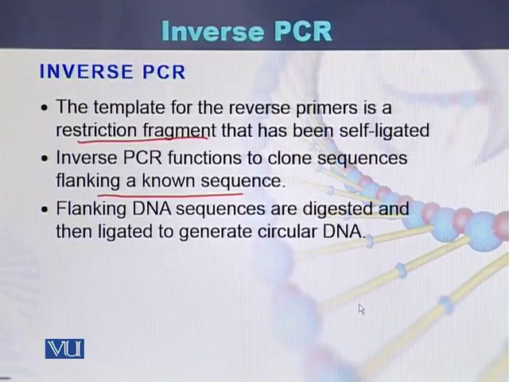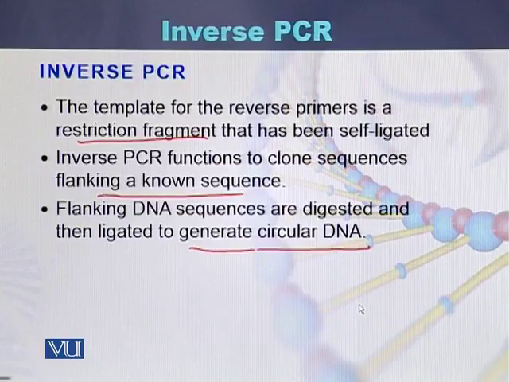Flanking DNA sequences are digested and then ligated to generate a circular DNA. So in case of inverse PCR, usually the reverse primers are from restriction fragments which are self-ligated, and the flanking DNA sequences are digested and then ligated to generate circular DNA.